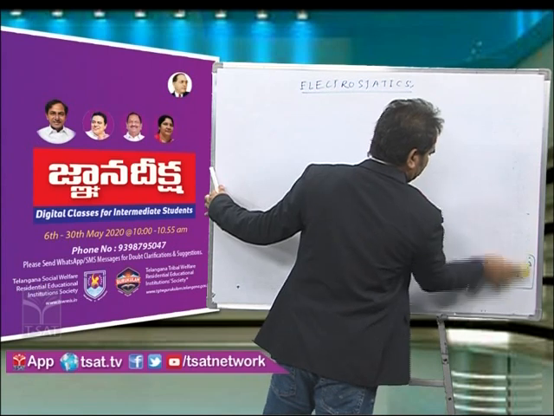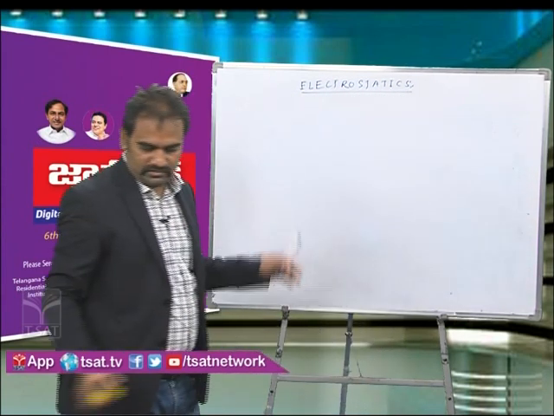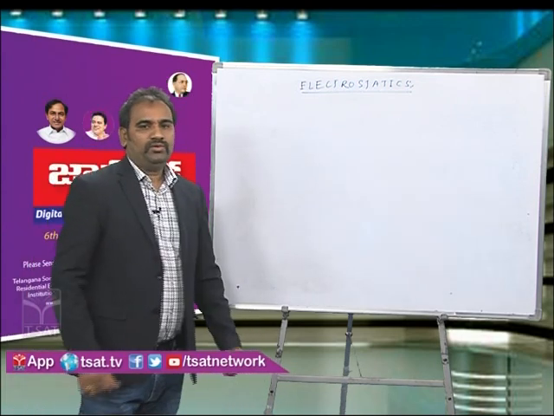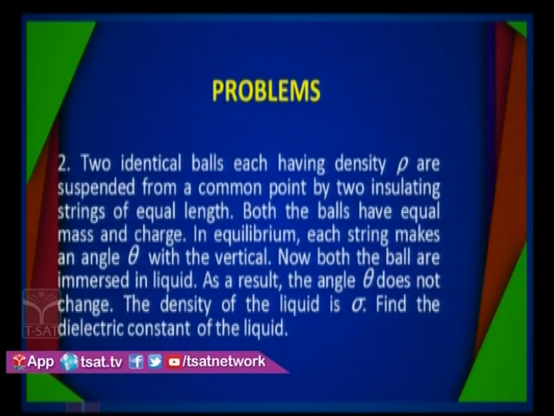Next one is: two identical balls, each having the density rho, are suspended from a common point by two insulating strings of equal length. Both the balls have the equal mass and charge. In equilibrium, each string makes an angle theta with the vertical. Now, both the balls are immersed in a liquid. As a result, the angle theta does not change. The density of the liquid is sigma. Find the dielectric constant of the liquid.